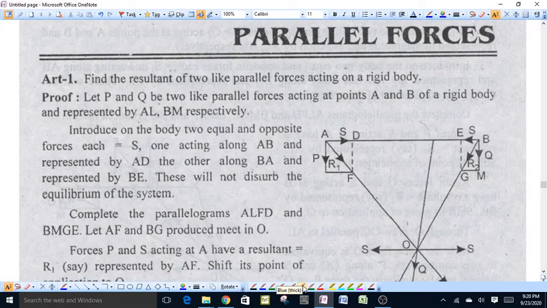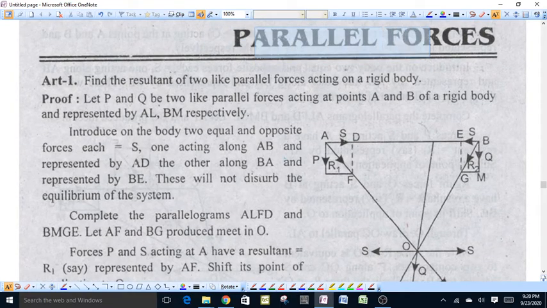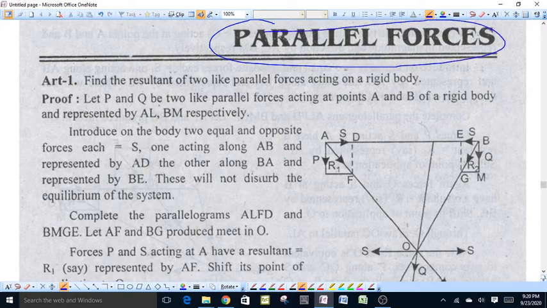Students, today we will study a very important topic, system of parallel forces. Today we will study how to find the resultant of two like parallel forces acting on a rigid body.